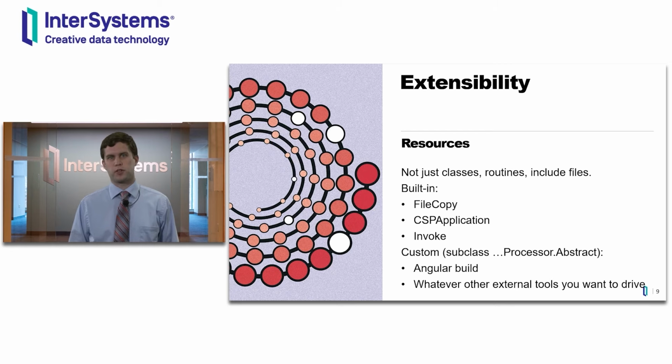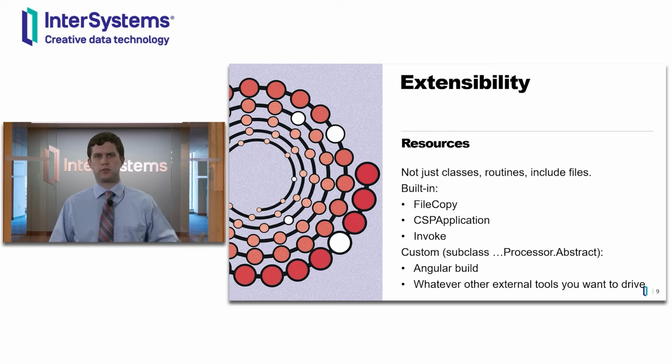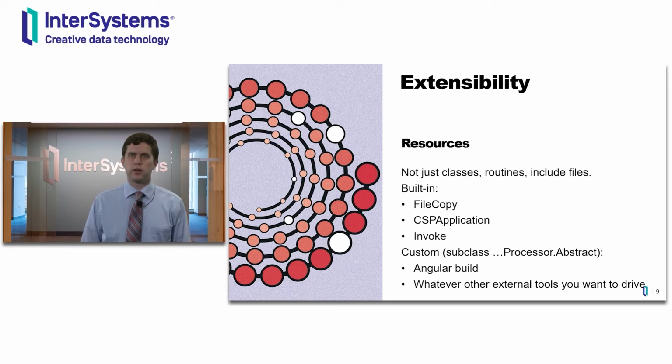There's the option to automatically configure web applications with settings, say, based on the current namespace and with static content from the package. And there's also an invoke command that will let you just run any ObjectScript class method with specified arguments at any phase in the package's lifecycle. This will let you do pretty much anything you want.